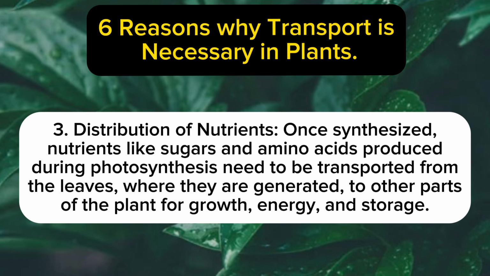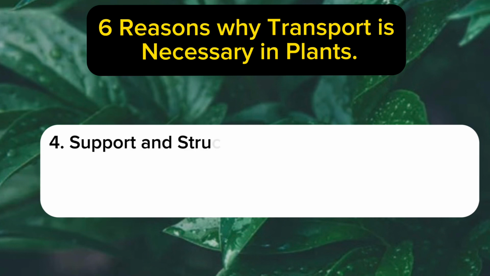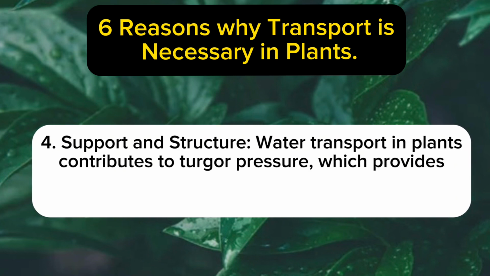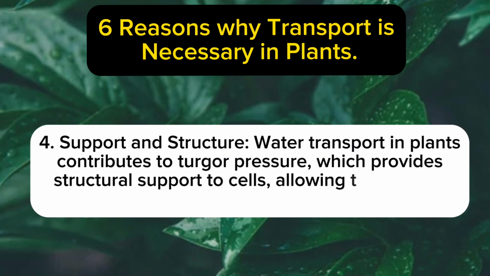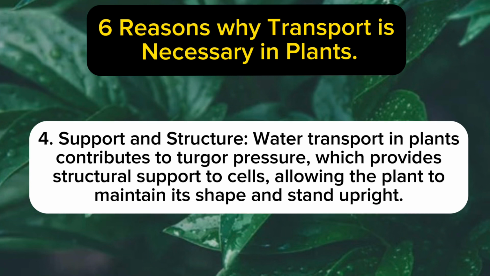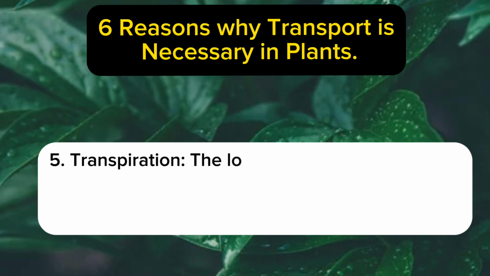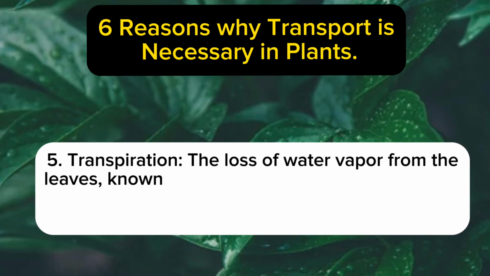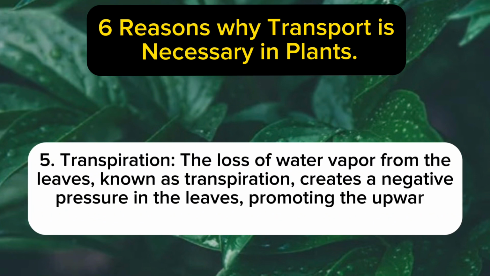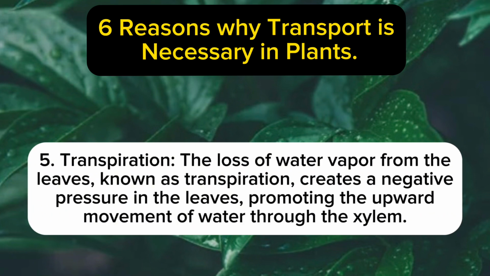The fourth one, support and structure. Water transport in plants contributes to turgor pressure, which provides structural support to cells, allowing the plant to maintain its shape and stand upright. So that is the fourth reason. The fifth one is transpiration. The loss of water vapor from the leaves, known as transpiration, creates a negative pressure in the leaves, prompting the upward movement of water through the xylem. So there has to be transport of water. So water is necessary in plants.